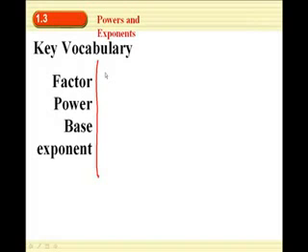The best way to explain factor is to give you an example like 3 times 5 equals 15. 3 and 5 are factors. These are the factors. So I could say it this way: 3 is a factor of 15. It means 3 can go into 15. And 5 is a factor of 15. It means 5 can go evenly into 15. Or I can say 15 has 5 as a factor and 3 as a factor.